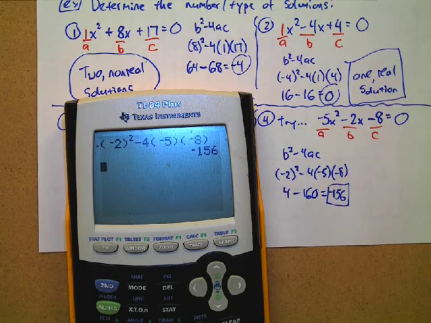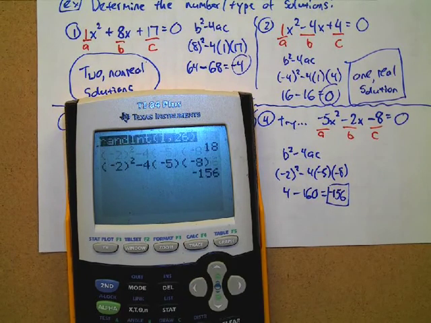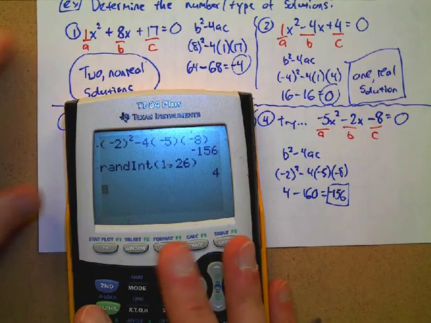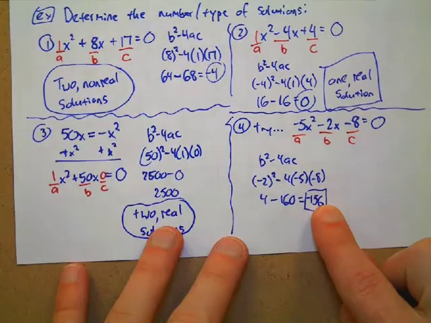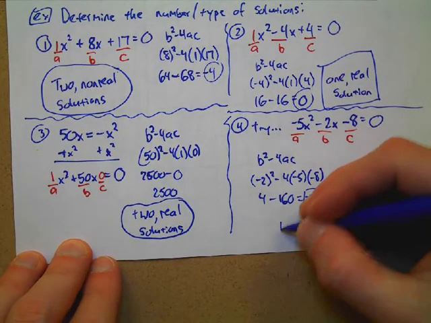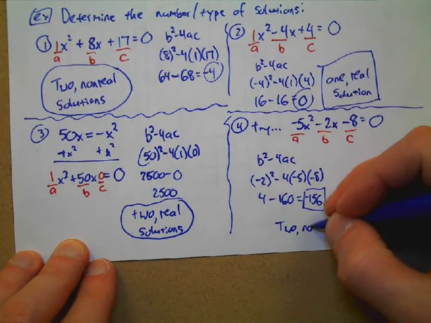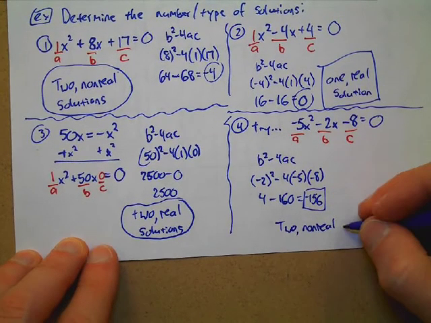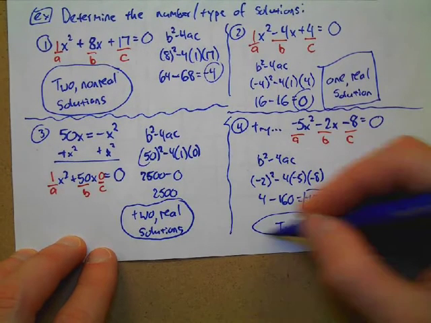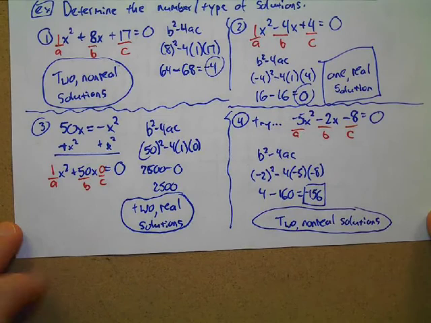All right, so Lindsay, what does that mean then? If our discriminant is -156, that means what kind of solutions and how many do we have? 2 non-real. Exactly right, Lindsay. Good job.